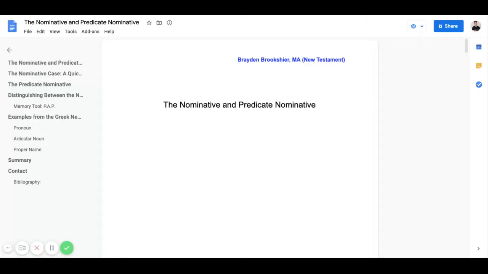Now today we are looking at the nominative, but more specifically, the predicate nominative. And then we're going to learn how to distinguish between which one is the nominative or the subject and which one is the predicate nominative with some case study examples and a helpful memory tool.